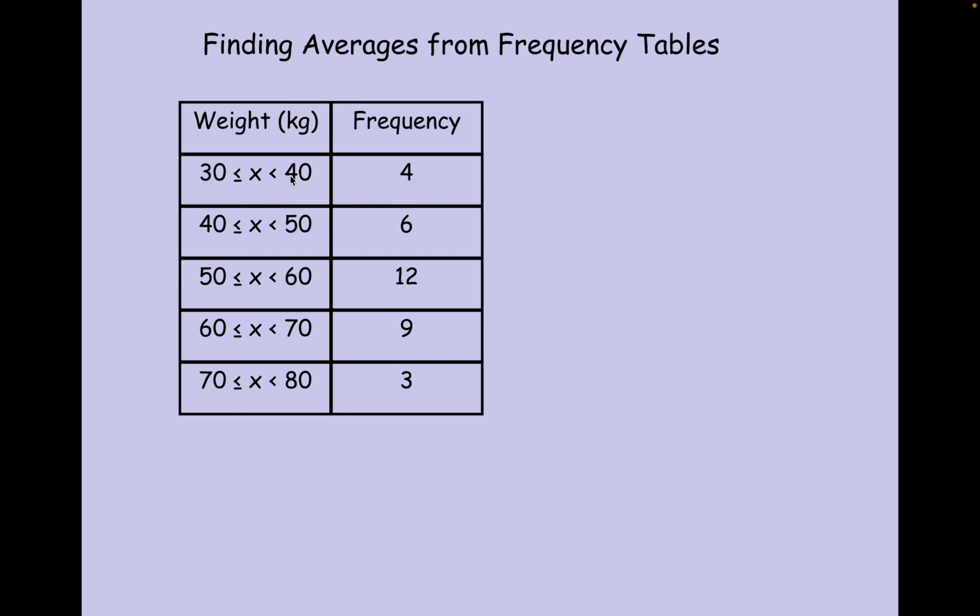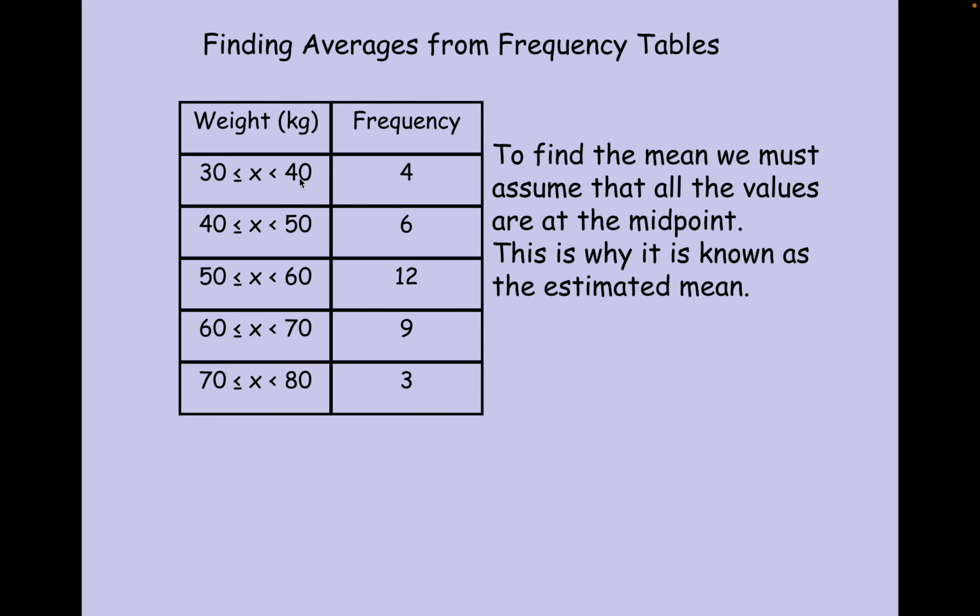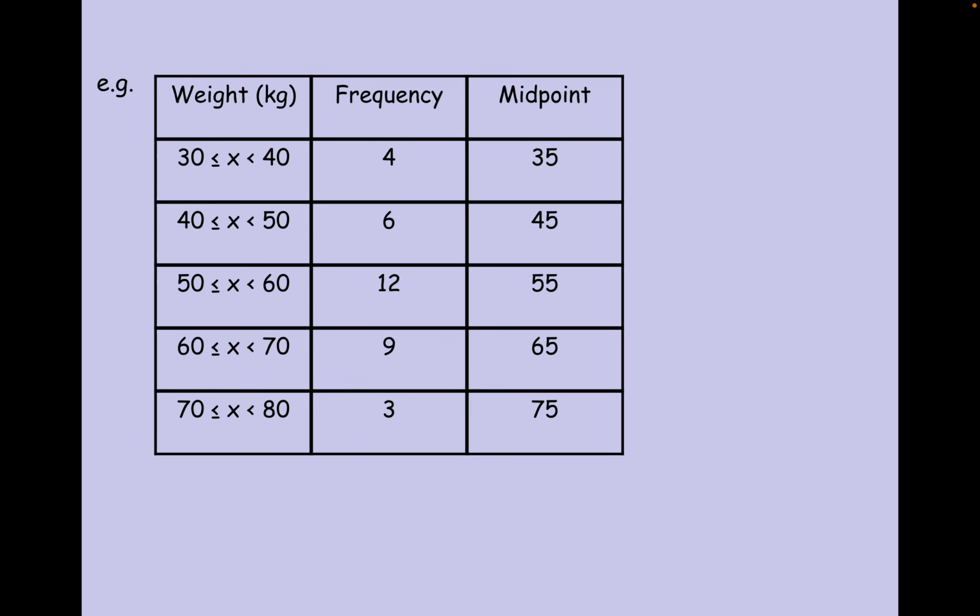So 30 plus 40 divided by 2. So a number just exactly in between. 30 plus 40 divided by 2. So in this case, the midpoint is 35. We will do that for all the class intervals. So here, for instance, for this class interval, the midpoint is 35. For this class interval, it's 45, and so on.